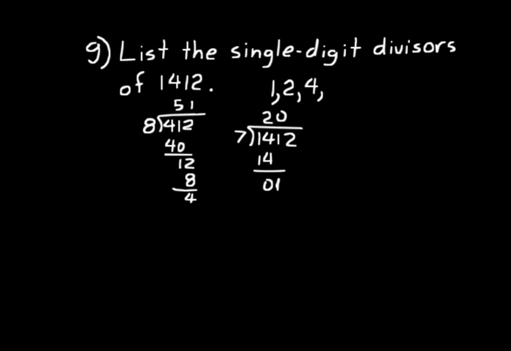So we put 0 up there. Bring down the 2. 7 goes into 12 once. And we can see there that we will have a remainder. So 7 doesn't work. And all we get for single digit divisors are 1, 2, and 4.